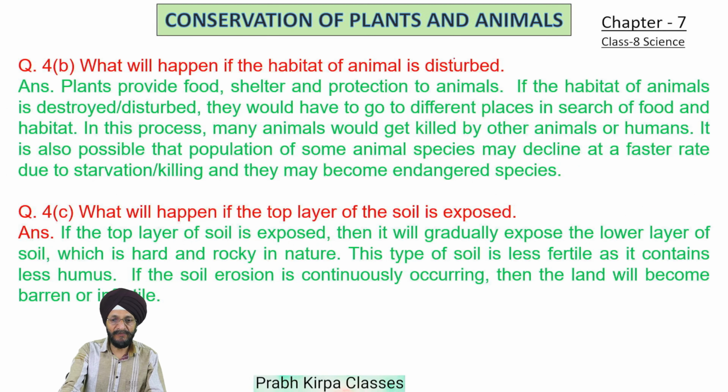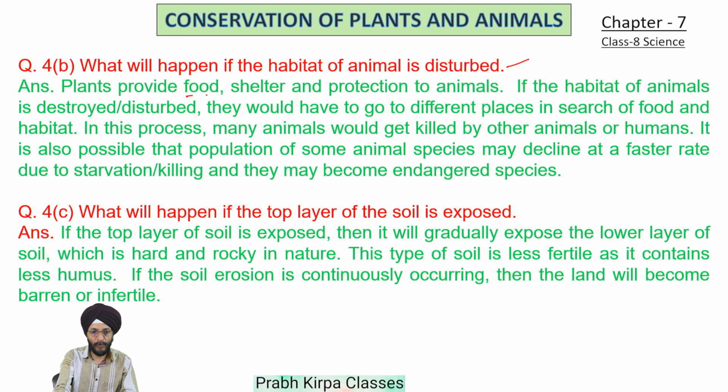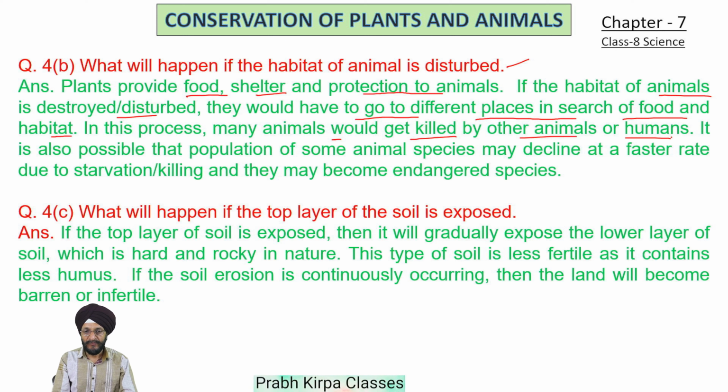Question 4b. What will happen if the habitat of animals is disturbed? Answer. Plants provide food, shelter and protection to animals. If the habitat of animals is destroyed or disturbed, they would have to go to different places in search of food and habitat. In this process, many animals would get killed by other animals or by humans. It is also possible that the population of some animal species may decline at a faster rate due to starvation or killing, and they may become endangered species.